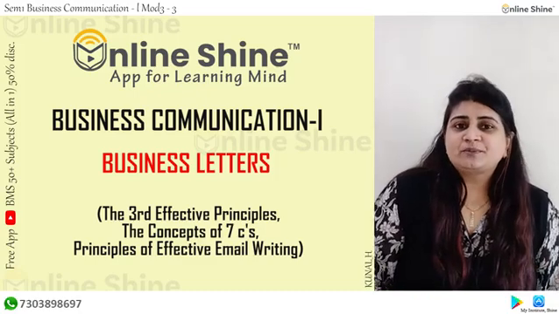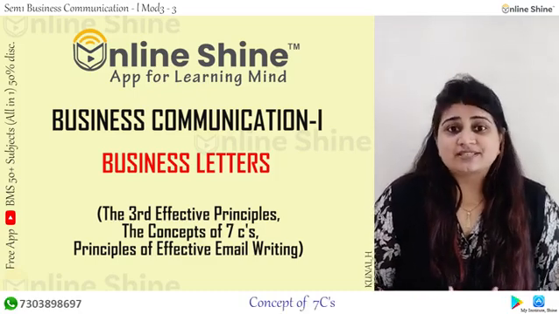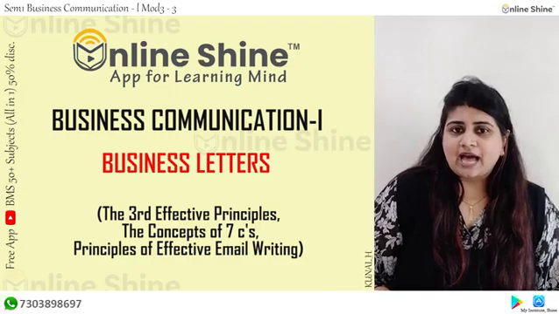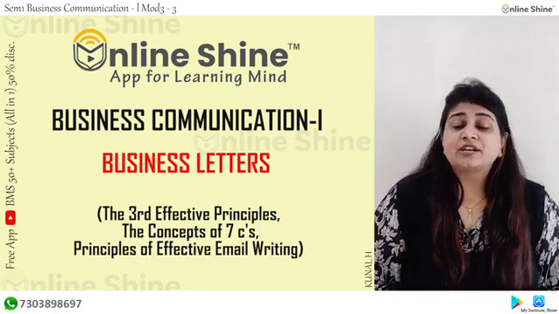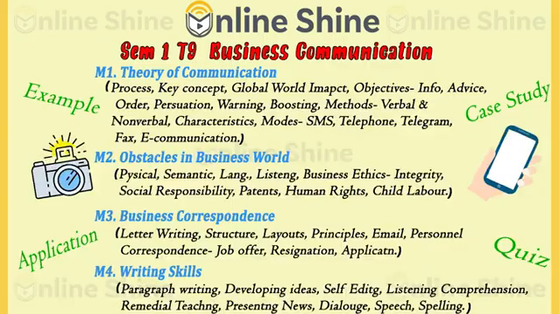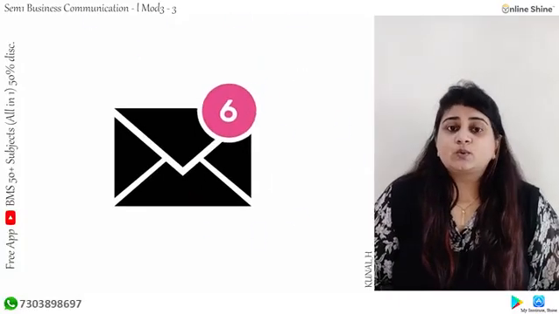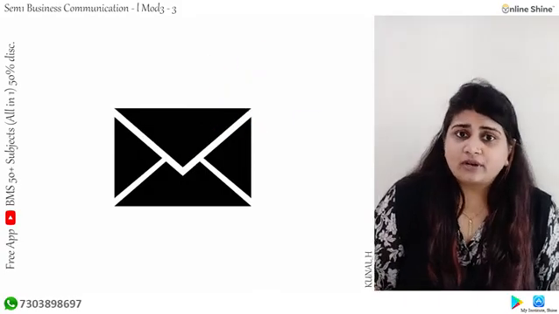So the third effective principle we should keep in mind is the concept of 7 C's. Now what these 7 C's are, basically, let's start with the first one, it is correctness. Now correctness basically is with regards to the content of your letter.